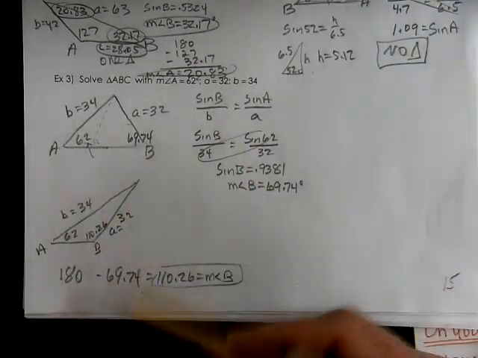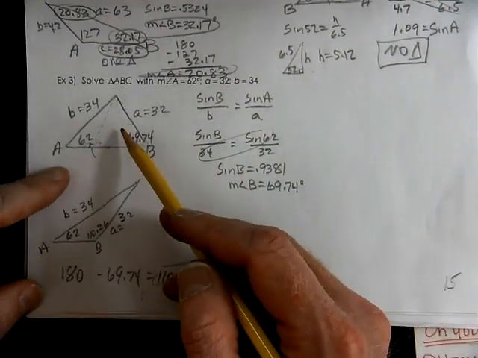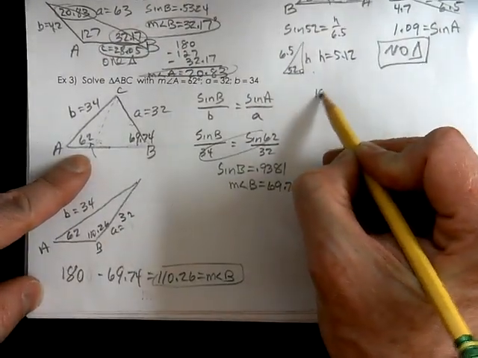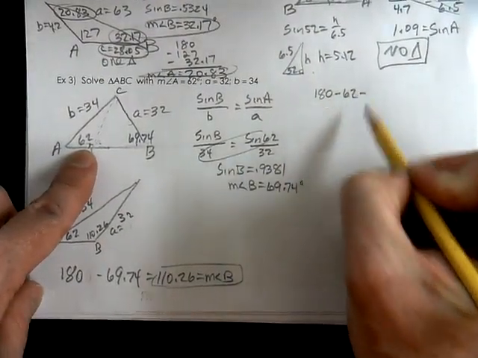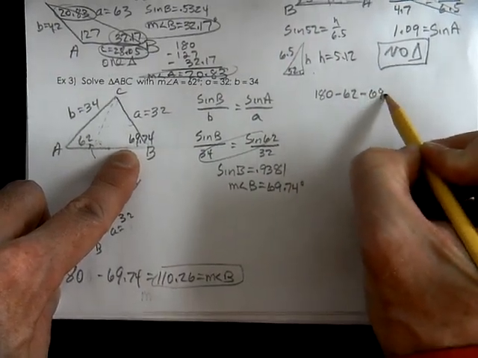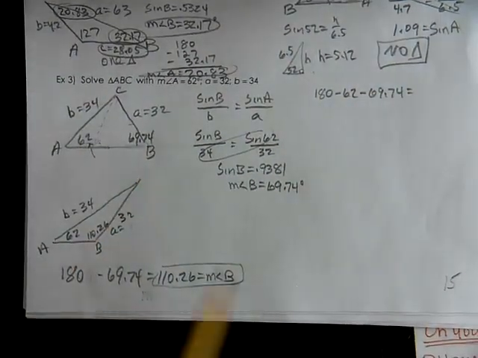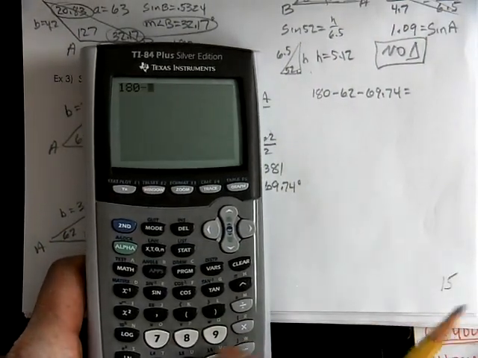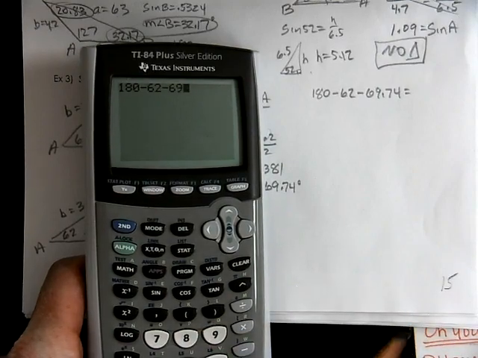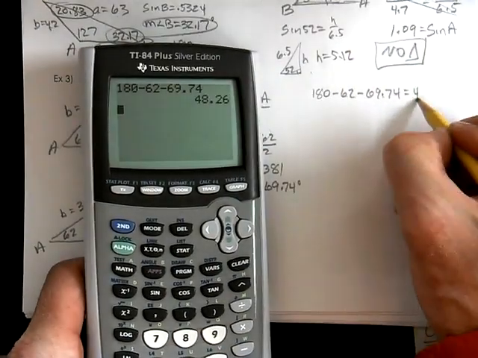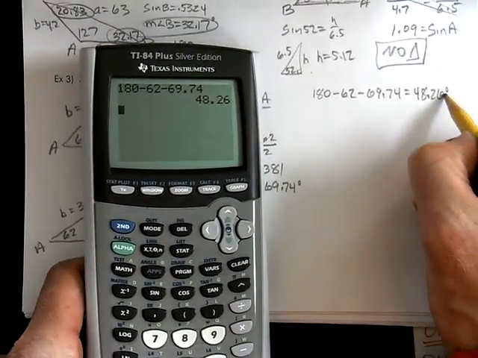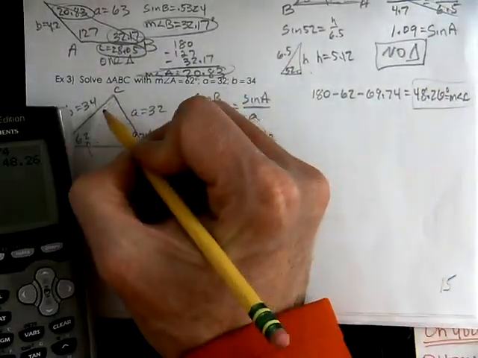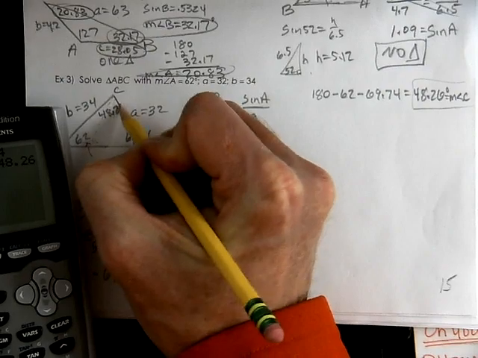We can do this by working with either triangle first. It doesn't matter. I'll come back up here. We're going to look for angle C. Well, we're going to get angle C by 180 minus the 62 minus the 69.74. That gives us this angle. Our calculator can help us do this. 180 minus 62 minus 69.74. That's the measurement of angle C. You want to label your work. 48.26.